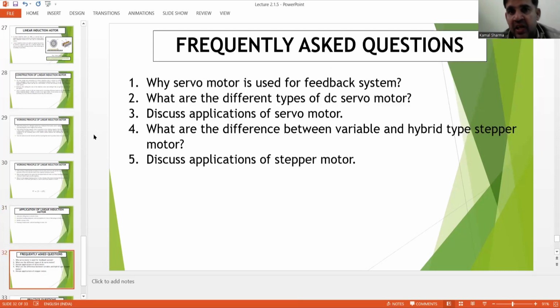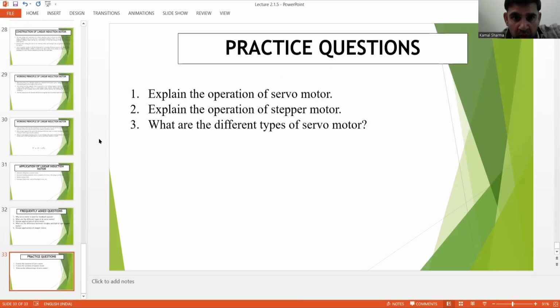These are some applications, and these are the questions that can be asked. Why is a servo motor used in a feedback system? Because if it is not used in a feedback system, then how can you get a desired output with respect to a changing input? Second, how many different types of stepper motors do we have? Three different types: variable reluctance, permanent magnet and hybrid stepper motor, which we already discussed in detail. Discuss the application of the stepper motor, that we already discussed. So these are the questions that can be asked on special motors.